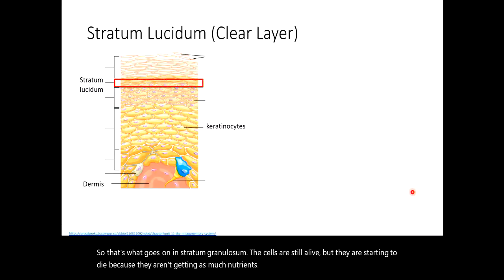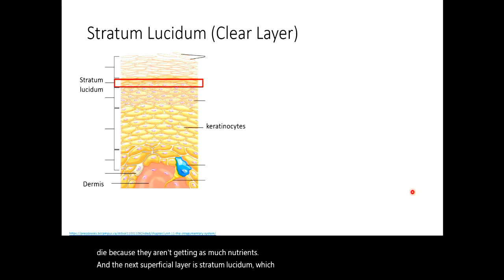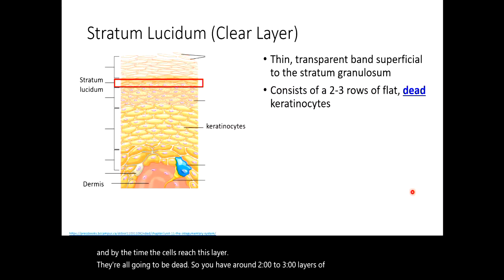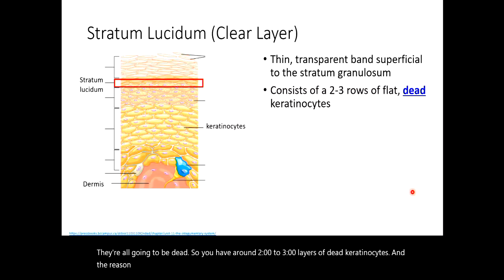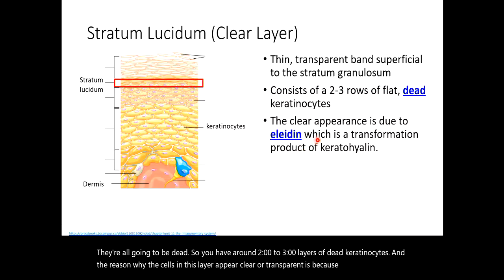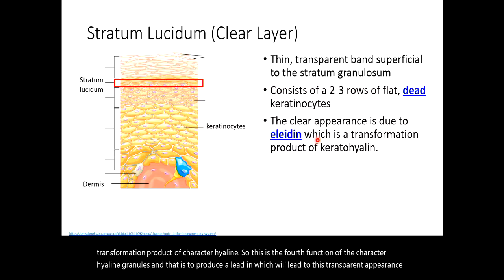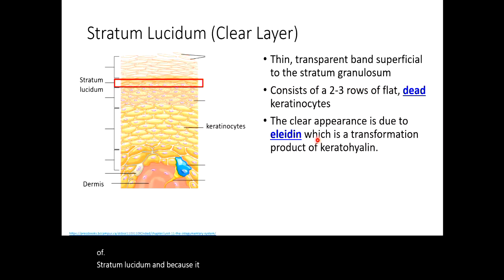And the next superficial layer is stratum lucidum, which means clear layer, so it's transparent. And by the time the cells reach this layer, they're all going to be dead. So you have around 2 to 3 layers of dead keratinocytes. And the reason why the cells in this layer appear clear or transparent is because of L11, which is a transformation product of keratohyalin. Right? So this is the fourth function of the keratohyalin granules, and that is to produce L11, which will lead to this transparent appearance of stratum lucidum. And because it is lucid or transparent, that's why this layer is called stratum lucidum.